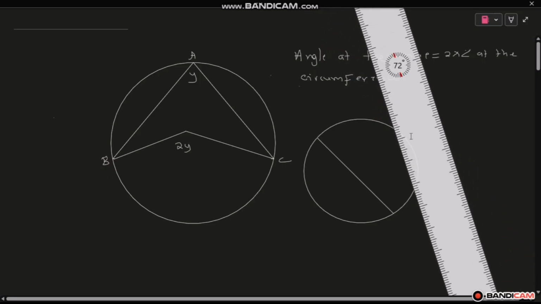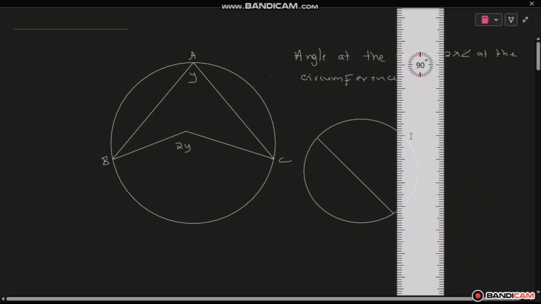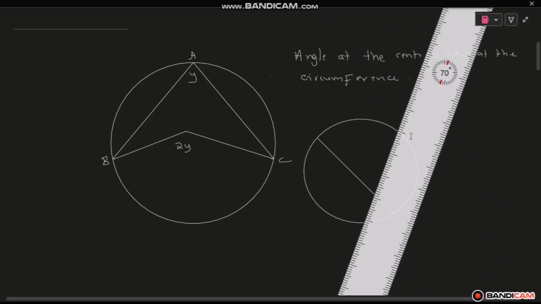Okay, let's try to draw the second one, or the second scenario. That's very, very important for you to note.